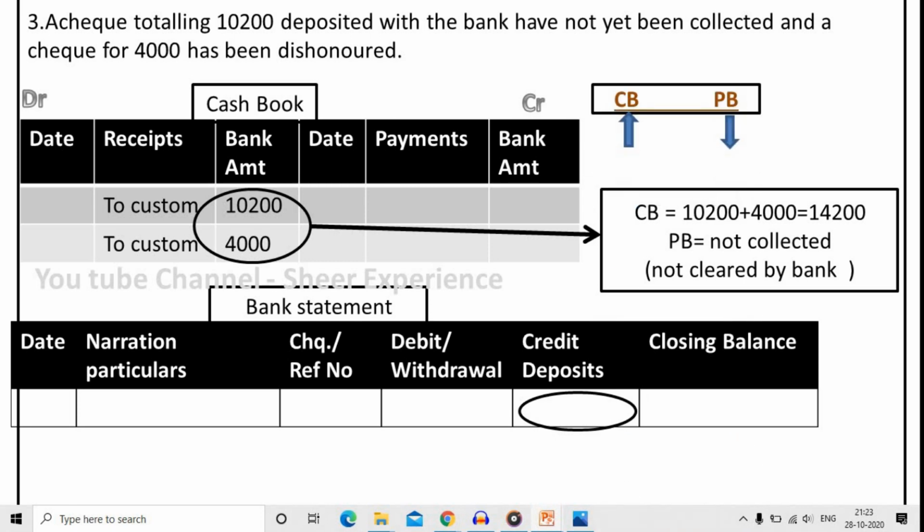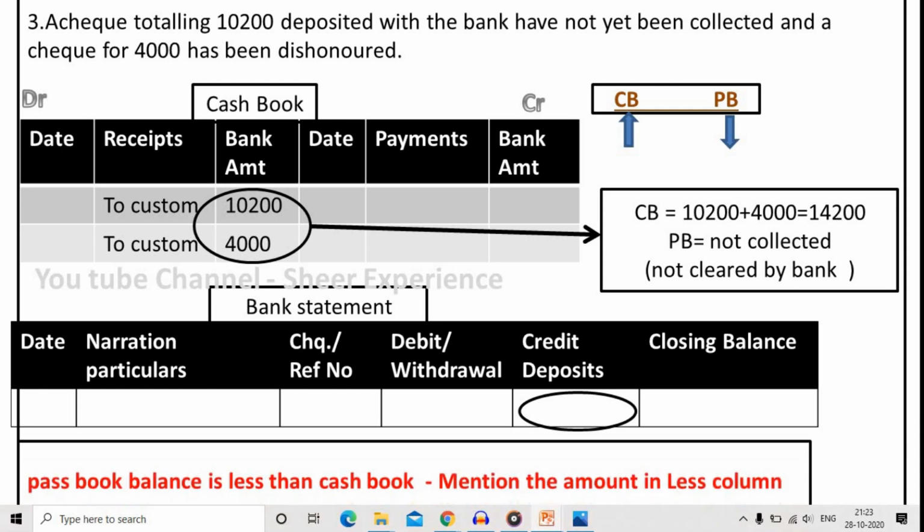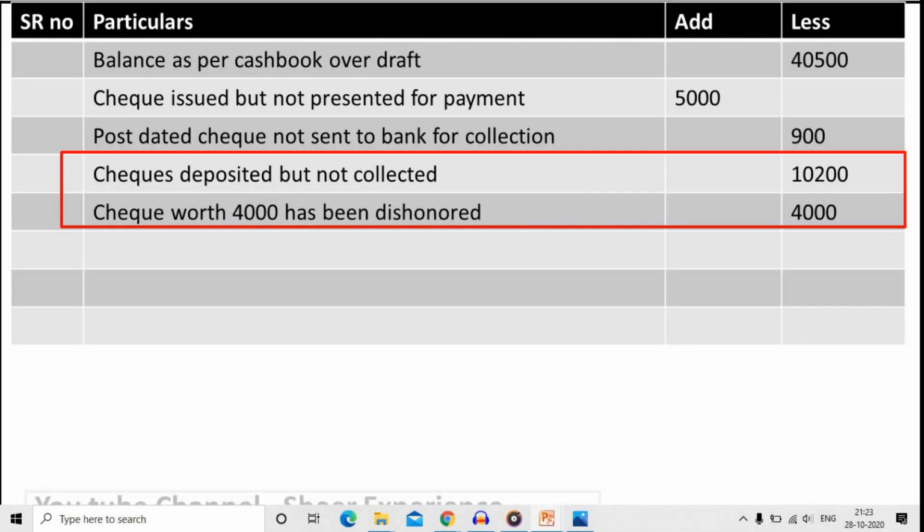When I am preparing bank reconciliation statement with overdraft cash book balances, I have to refer or check to passbook balance. Here passbook balance is less. So I will mention the amount in less column. So 10,200 in the less column, and in the particulars column, checks deposited but not collected.